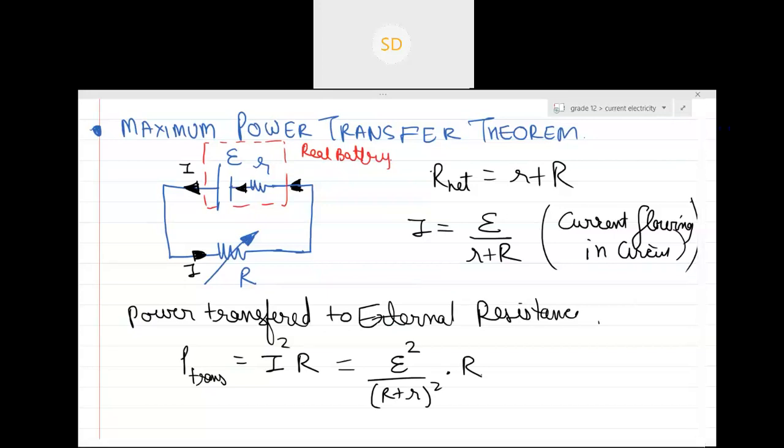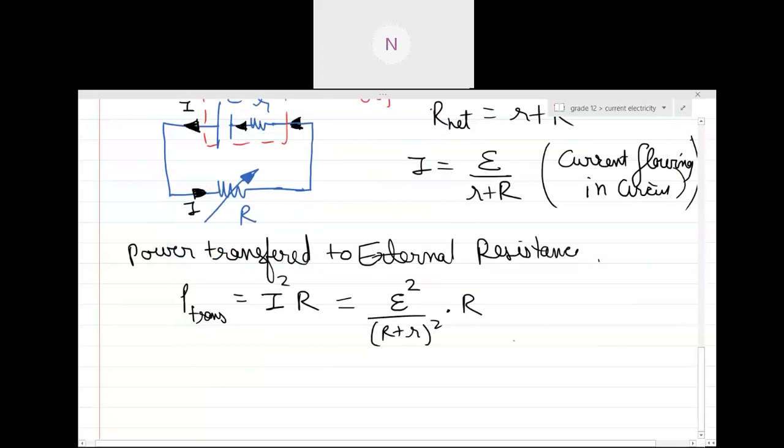Now, when you draw the graph for this particular function, although I'm not telling you exactly how we plot the graph, that's a maths question, I'll just draw the graph for this function, the power P versus R graph.